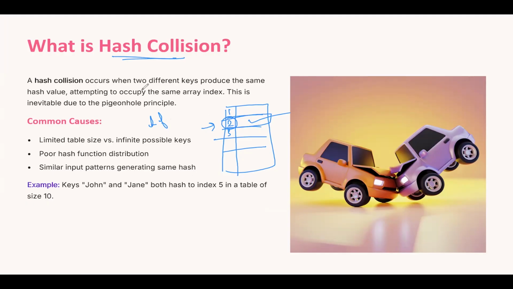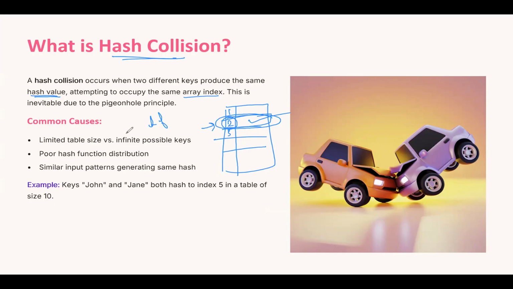So when I say two different keys produce the same hash value, they are attempting to occupy the same array index, which is already occupied by an existing one. This is inevitable due to the pigeonhole principle, where we are trying to occupy data in a single available space.